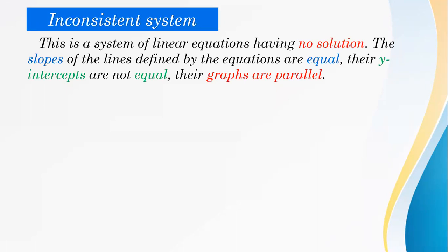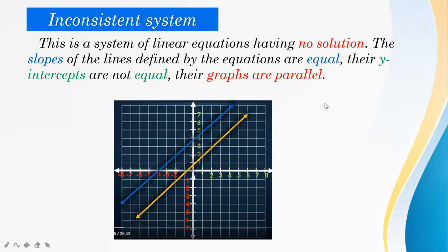Next, we have the inconsistent system. This is a system of linear equations having no solution. So wala siyang solution. The slopes of the lines defined by the equations are equal. Their y-intercepts are not equal. Their graphs are parallel. So this will be the graph. And we have no solution kasi hindi sila nag-intersect, hindi siya nagko-coinciding line. So therefore, wala siyang solution.